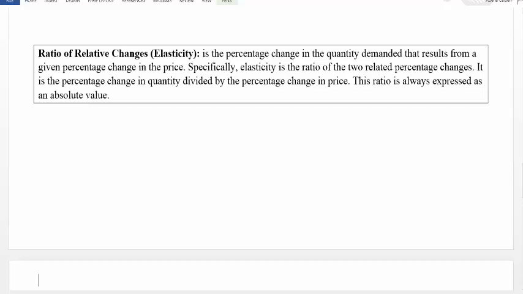This ratio of the percentage change in quantity divided by the percentage change in price is always going to be expressed as an absolute value. So this number is the elasticity, and it's a factor that we use to make decisions in businesses. So let's look at a problem and see how we apply this.